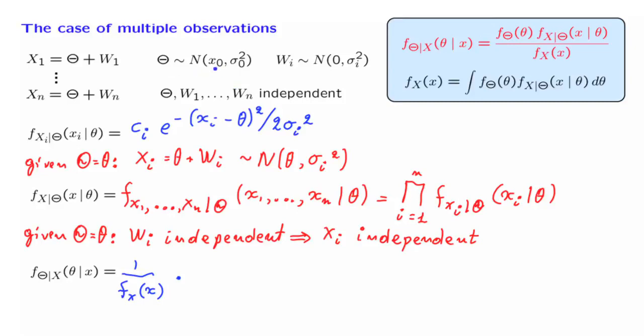Now, since theta is normal with these parameters, this is of the form e to the minus theta minus x0 squared over 2 sigma 0 squared. And then we have this joint density of the x's conditioned on theta, which we have already found. It is this product here. It's a product of n terms, one for each observation, and each one of these terms is what we have found earlier, so I'm just substituting this expression up here.